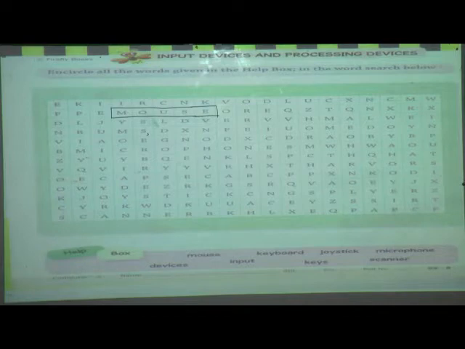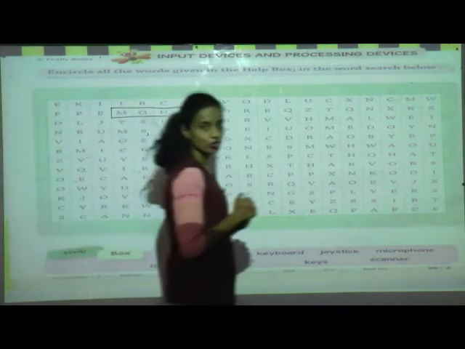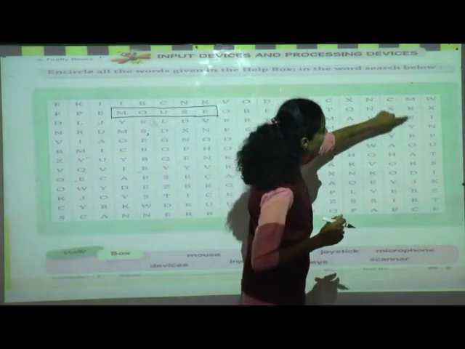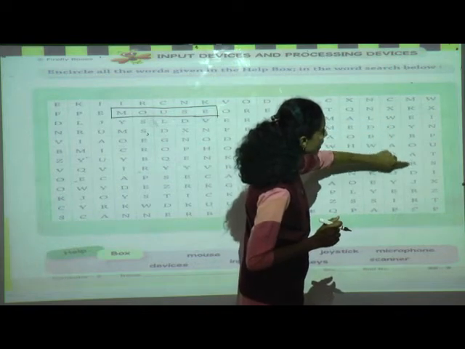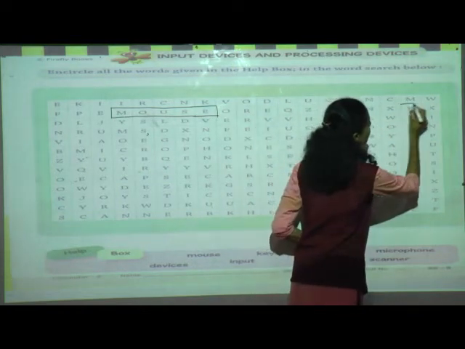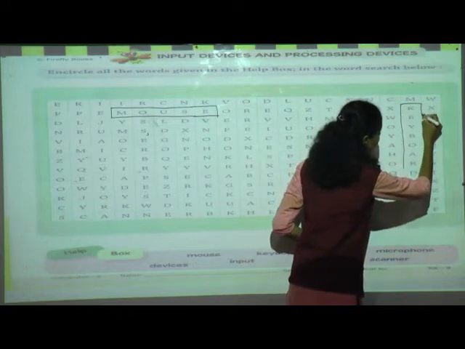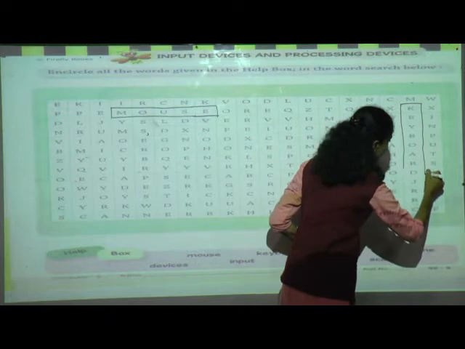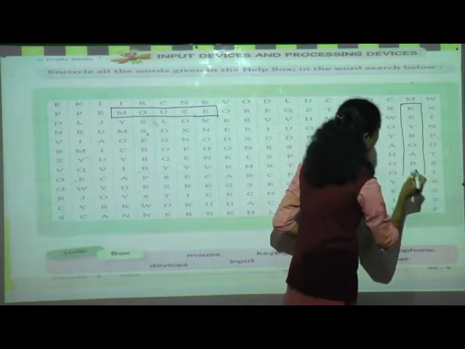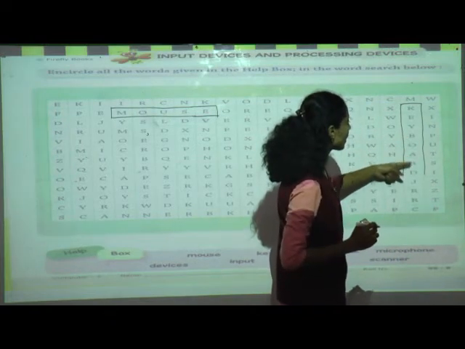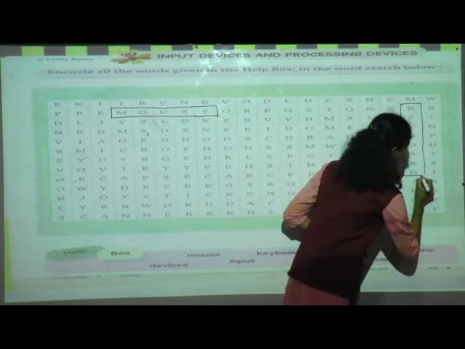Next one is keyboard. What is the spelling of keyboard? K-E-Y-B-O-A-R-D. Where can you see the spelling of keyboard? It may be horizontal or vertical. Here you can see K-E-Y-B-O-A-R-D, keyboard. We have to take our pencil, and using pencil and scale we have to circle the word.